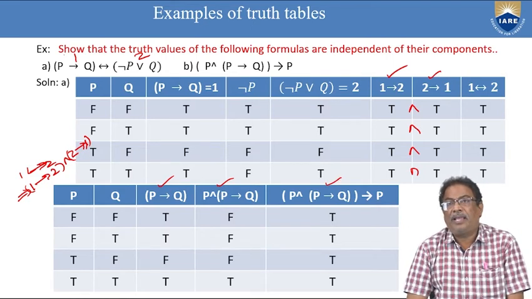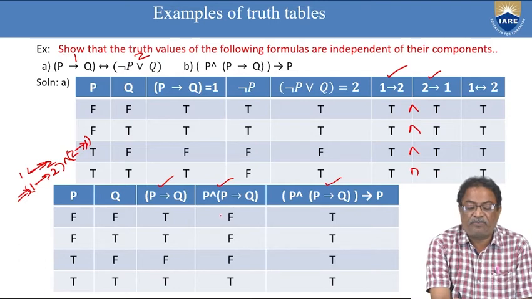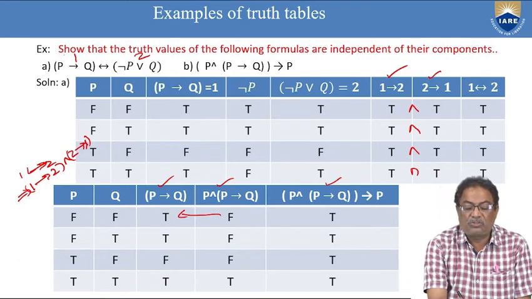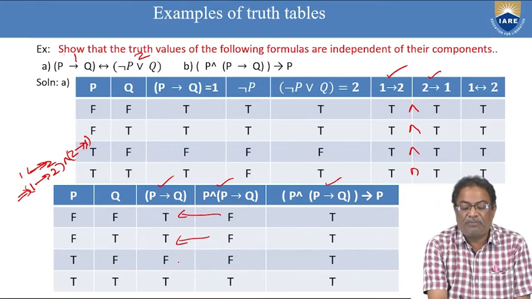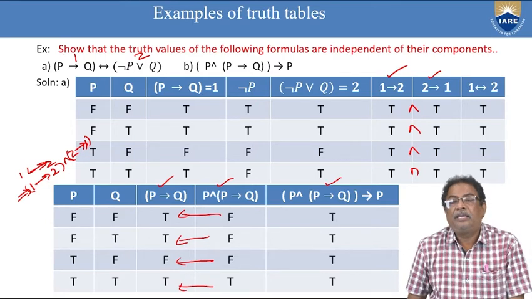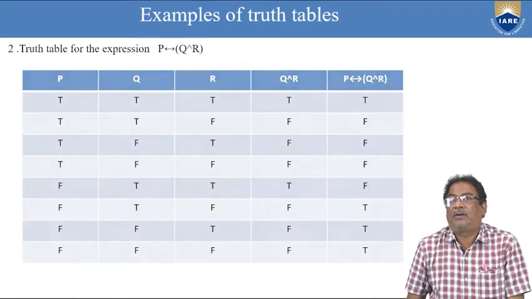So if P and Q, in this order I'm finding: false to true will become true, false to true will become true, false and false will become true, true and true will become true. So in that way, we calculated the final truth values.